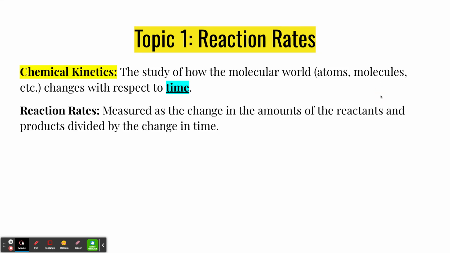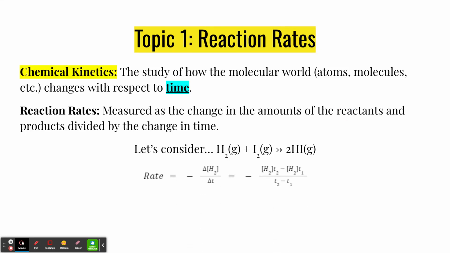Now, reaction rates are measured as the change in the amounts of reactants or products divided by the change in time. You've seen rates before in the form of, let's say, speed in physics, right? So speed in physics is your change in distance divided by your change in time. Well, in chemistry, we're going to look at these rates in a very similar form, but obviously in the form of a chemical reaction. So if I'm looking at my first reaction right here, okay, it's the change in my hydrogen concentration divided by the change in time.